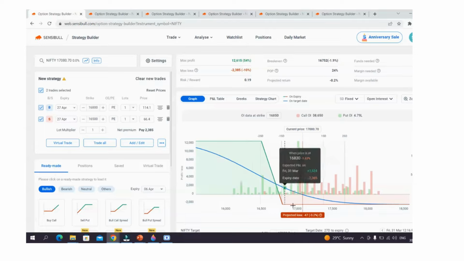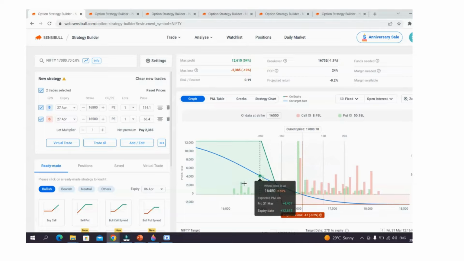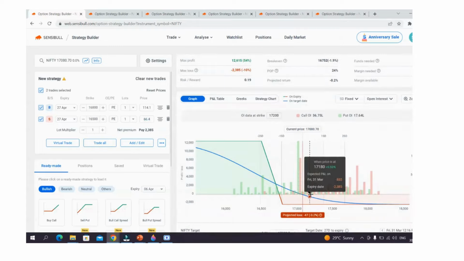So if you think this is breaking, it has broken some support, that's why you buy. And at 16,500 there is a strong support, and you want to increase this profit, so you are selling this and you are earning from this also. This is called a debit spread. And you see the risk reward. This is a very good strategy. You can also say this is a buying strategy, not a selling strategy. So this is option buying. Your main focus is on buying, and to improve your profit you sold from far OTM.